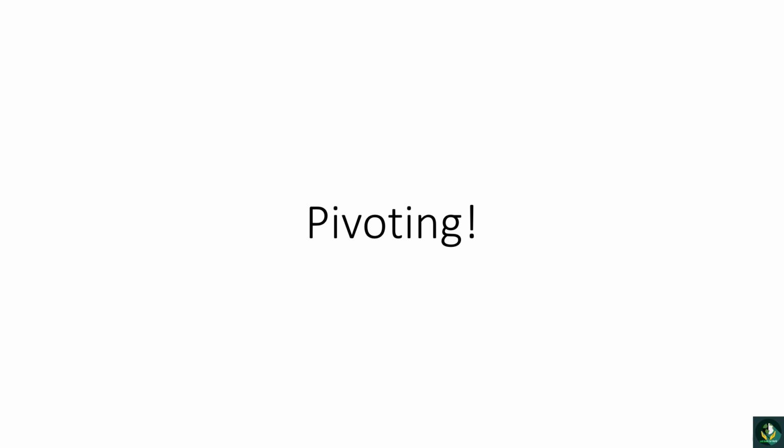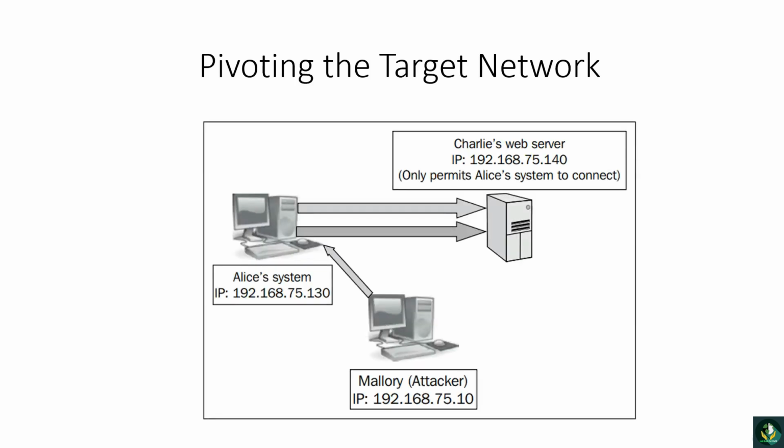So let me give you an example of a couple of systems and an attacker. The first system is named Alice. So we compromise Alice's system first, and then use it to connect to the restricted web server. This means that we will need to pivot all of our requests through Alice's system to make a connection to the restricted web server. This diagram, as you can see, makes it all clear.